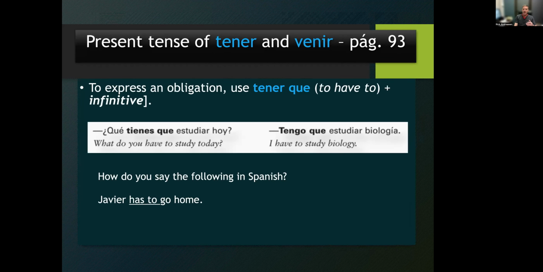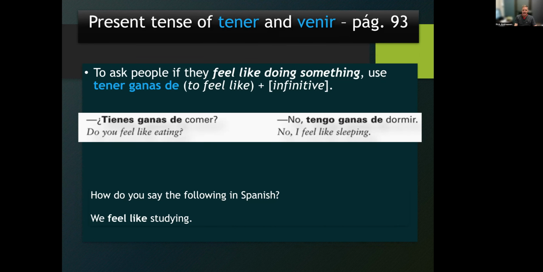So we have tener que, to have to do something, and we have tener ganas de, to have desires or to feel like doing something. Remember what verbs go, what helping verbs go with each one. Tener que and tener ganas de. So you're just going to have to put those together and keep those two things straight.